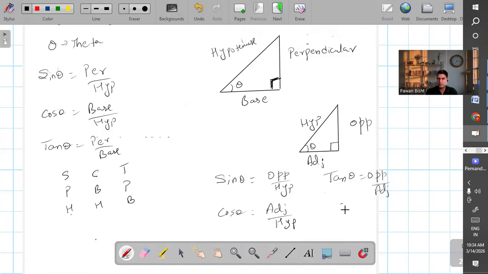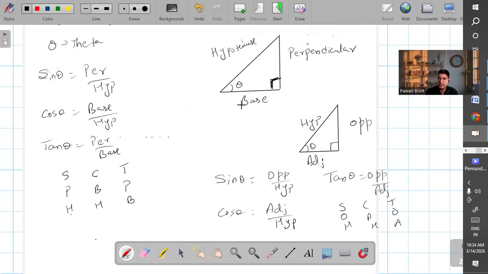So what is the short form for remembering it? SOH CAH TOA. This is the shortcut to remember: opposite over hypotenuse, adjacent over hypotenuse, and opposite over adjacent. Now one thing you need to remember is that opposite and adjacent, or perpendicular and base, are not fixed.